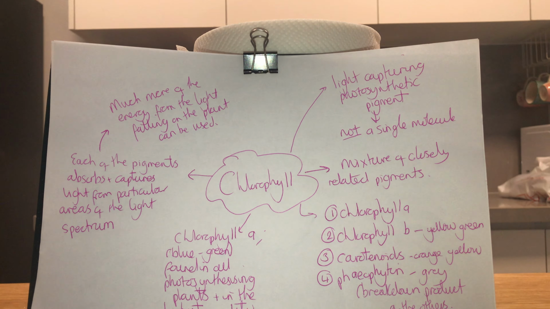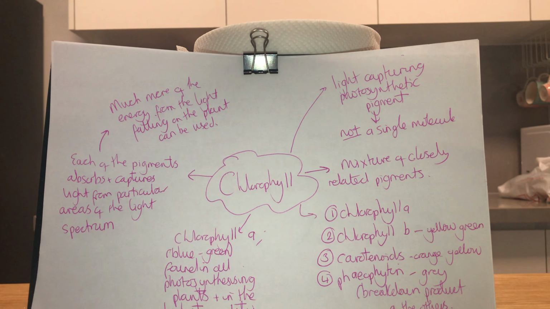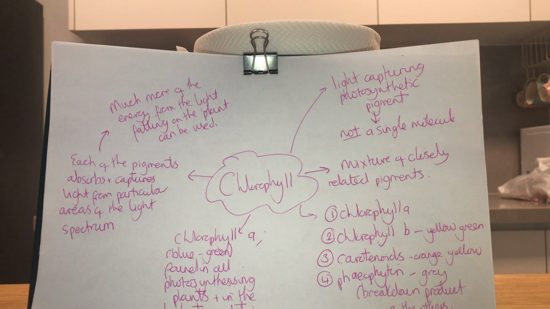Now chlorophyll A, which is the blue-green, is found in all photosynthesizing plants, and it's in the highest quantity. That's why the vast majority of our leaves look green, because their biggest amount of pigment is chlorophyll A. Different plants will have slightly different amounts, but chlorophyll A is always going to be the most predominant one, and then the other ones are present in various quantities. And that's what gives you the differentiation in colours of leaves in different plants. So when we look at a leaf, typically all leaves look green, but if you examine them closely, you'll see they're slightly different.